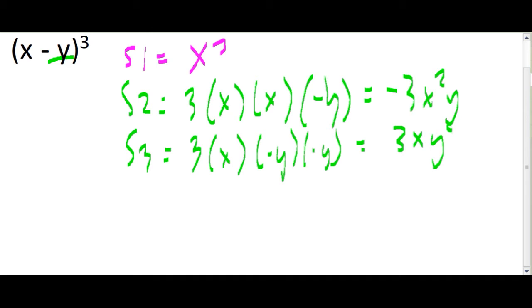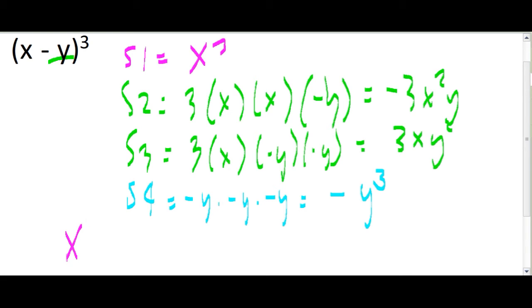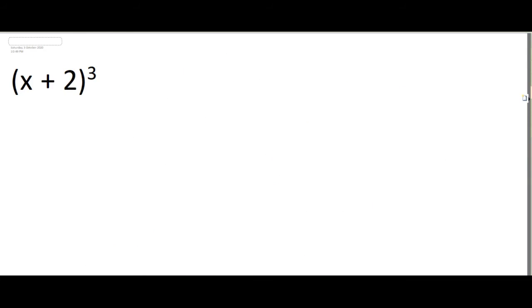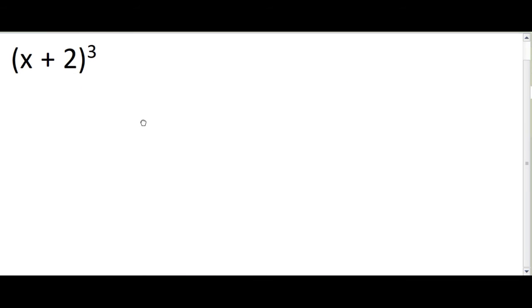Next, for the last term, step number 4, we're going to get the cube of negative y. Negative y times negative y times negative y is equal to negative, negative times negative, positive, positive times negative, negative y cubed. So, the final answer is x cubed minus 3x squared y plus 3xy squared minus y cubed. Ito ang ating answer. Next. Yan, may number na. So, how are we going to do this?